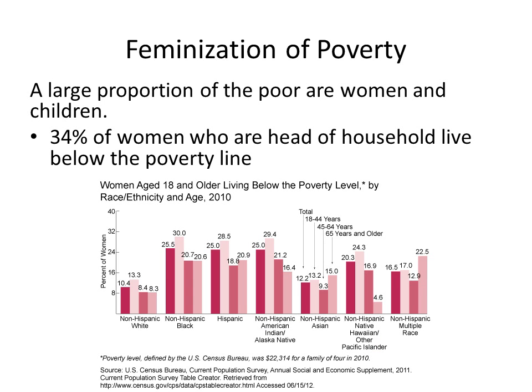Another issue is called the feminization of poverty. And this is a large proportion of the poor are women and children. 34% of women who are head of household live below the poverty line. That, again, a huge number, a third. And again, what you see are these numbers where you see the more likely you are to be a minority, the more likely you are to live in poverty.